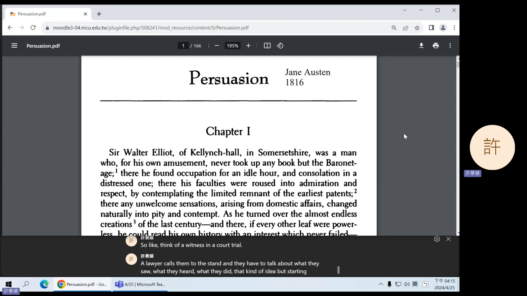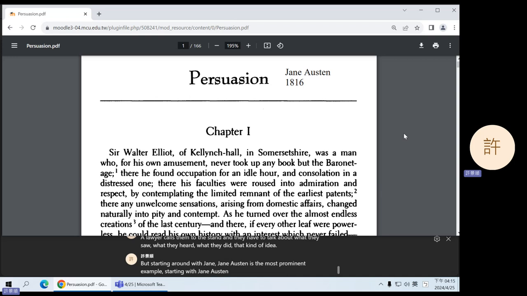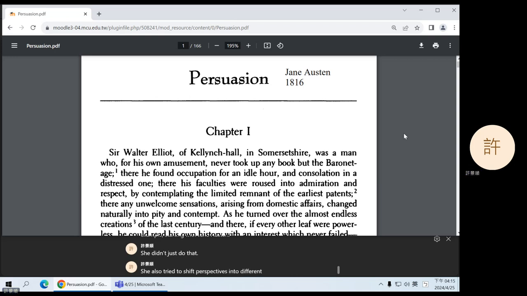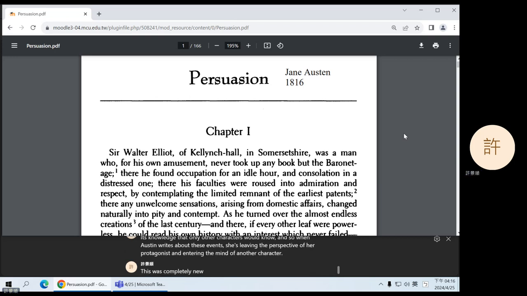But starting with Jane Austen, who is the most prominent example, she didn't just do that. She also tried to shift perspectives into different characters. So yes, the novel has a main character called I, who refers to herself in the first person. But there are also sections of the novel that this character would not know about. It's knowledge that only other characters would know. And so when Austen writes about these events, she's leaving the perspective of her protagonist and entering the mind of another character. This was completely new in the history of the novel.